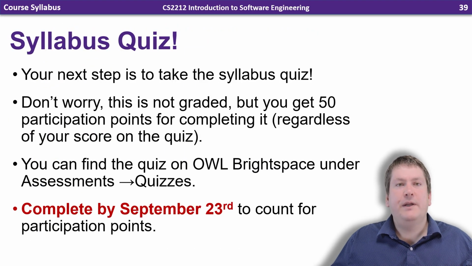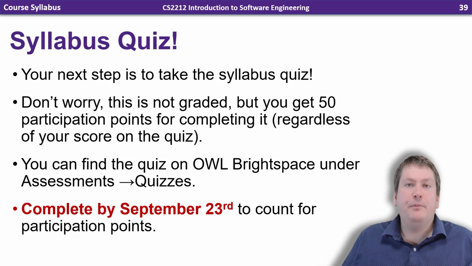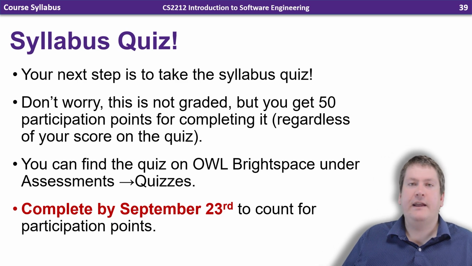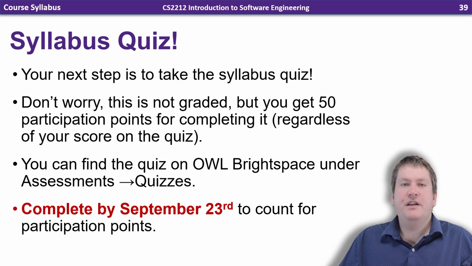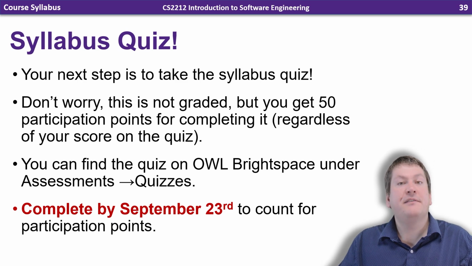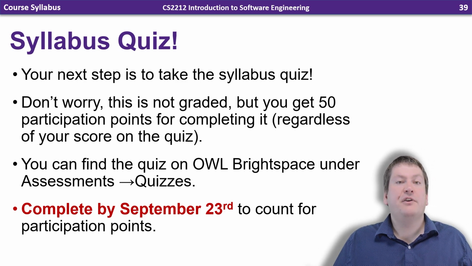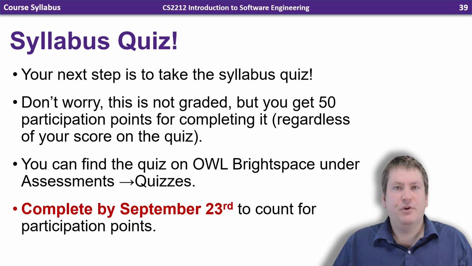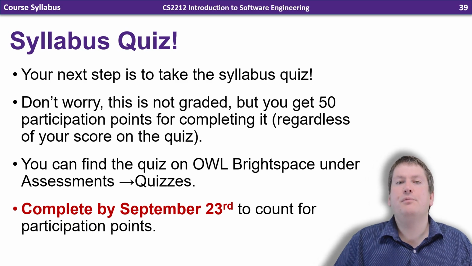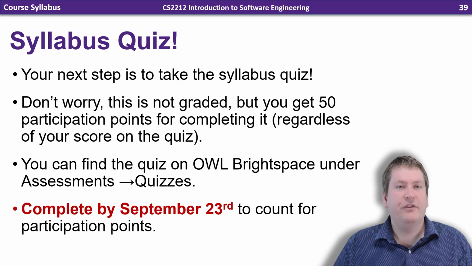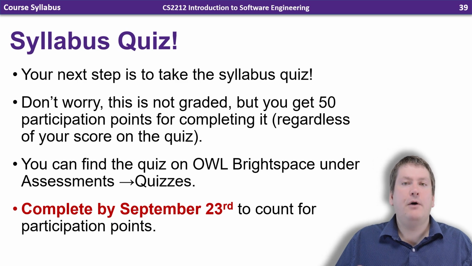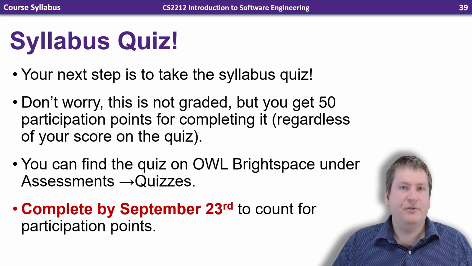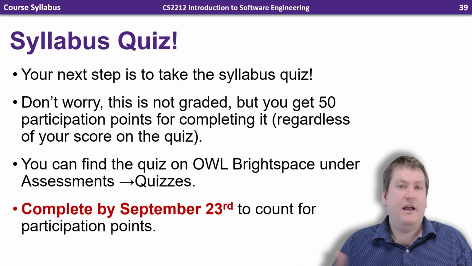Now, our last thing we need to do this week is take the syllabus quiz. So your next step will be to take that syllabus quiz on OWL. Don't worry, it's not graded traditionally, like it's not a percentage you have to get, but you do get 50 participation points for completing it. So regardless of your score on the quiz, as long as you attempt the quiz on OWL, you will get 50 participation points. But to get those points, you do have to complete it by September 23rd to count. So please go to OWL Brightspace and you'll be able to find this syllabus quiz under Assessments and then Quizzes.